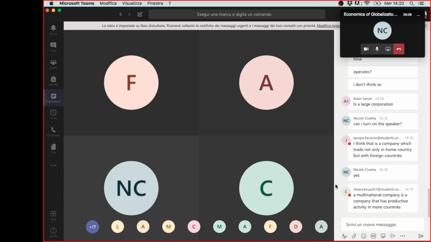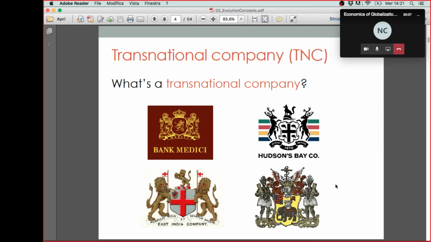A multinational company is a company that is producing goods in different countries. The same company producing shoes in Italy as well as in Romania, as well as in China, as well as in the United States. Okay? So the clear point is about production, not just trade. In Italy we have a lot of non-multinational companies that are exporters. They sell products everywhere in the world, but just selling products abroad does not mean that your company is a multinational company.